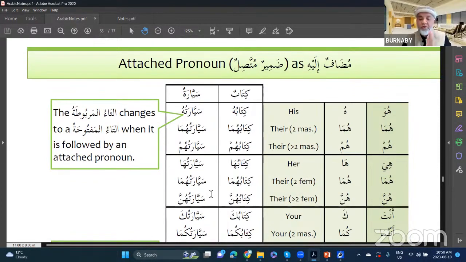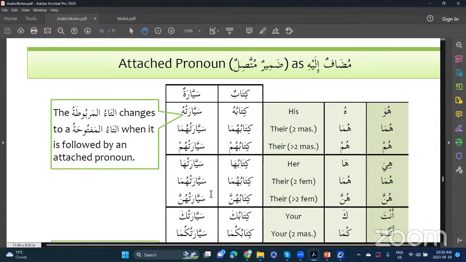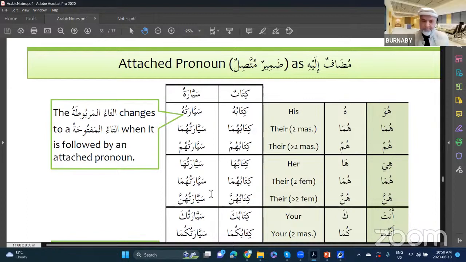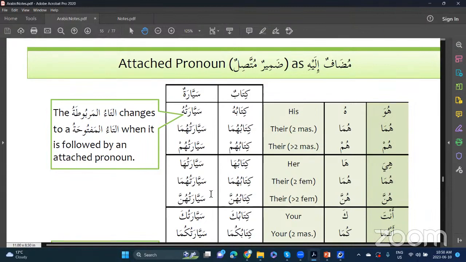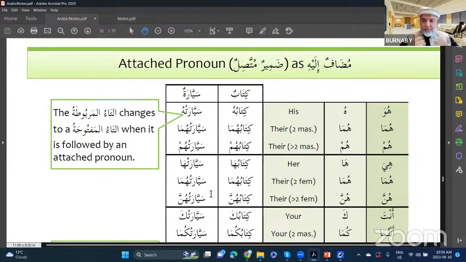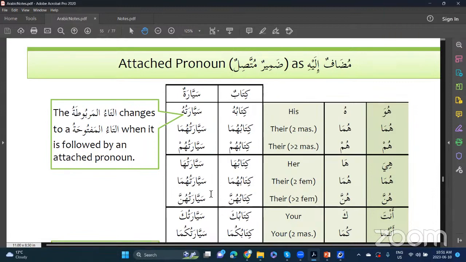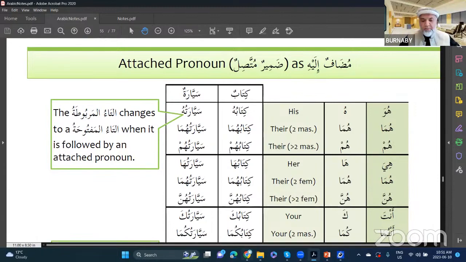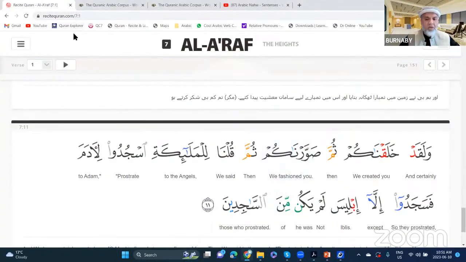Okay, now there is a difference between Rasulukum and Rasuluhum. Yes, because now you're saying Rasuluhum, third person. Rasulukum, second person. Rasuli, my Rasul, first person. Rasuluna, our Rasul. You see how things are changing, and that is how the Quran is full of them when you're reading them.